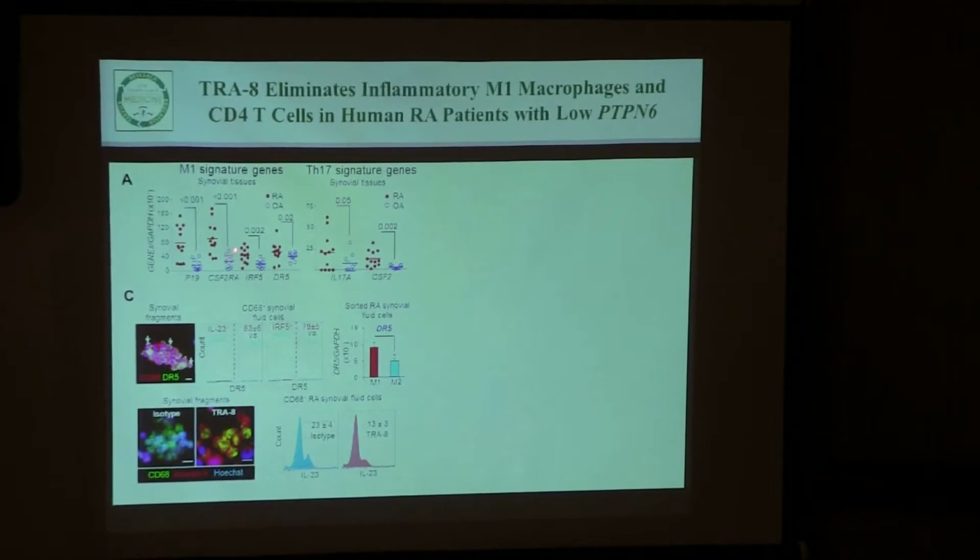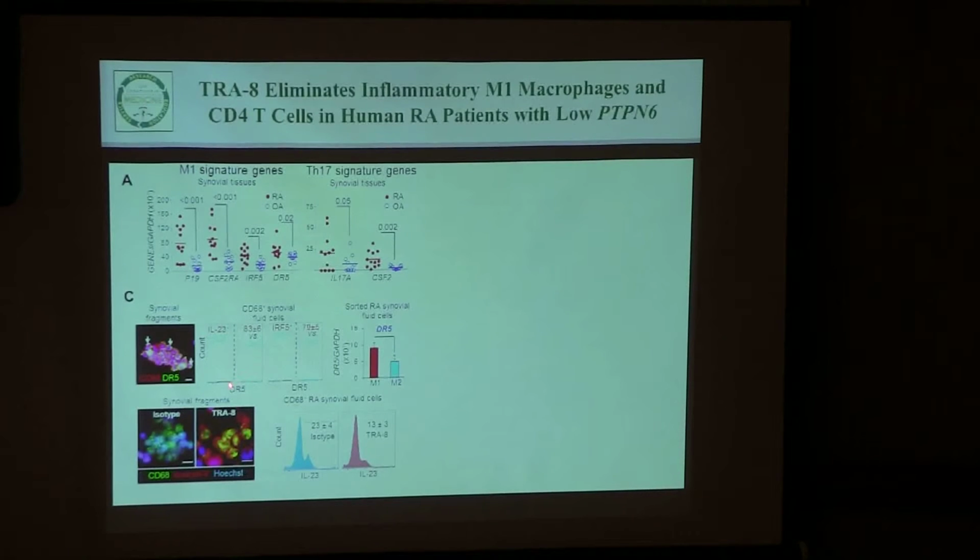it's associated with the overactivation of M1 macrophage and also Th17 cell. We then looked at the expression of DR5 in the cells isolated from the human synovial fluid. As the images show here, DR5 is highly expressed on the CD68 positive macrophage from the synovial fluid cells of RA patients.